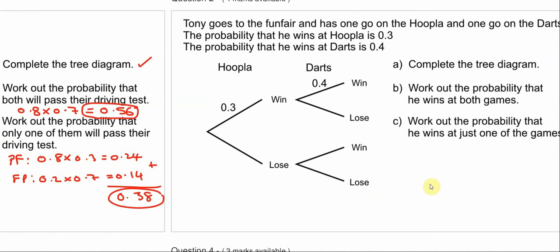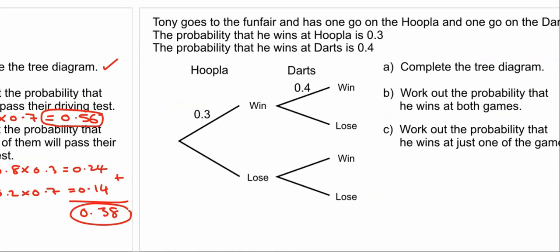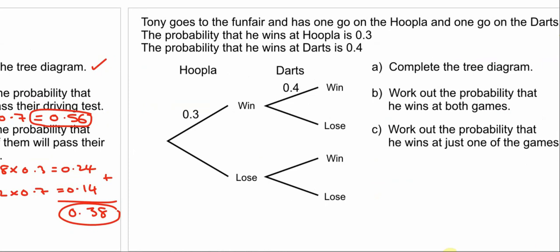Question 2, which I can't fit the last bit on, but we'll deal with that. Probably if I zoom in one touch. Yeah, good enough. So, funfair game. Sounds like a lot of hoopla to me. If there's any SpongeBob fans, you'll know that. And one goes to the darts. Probability that he wins hoopla is this, so the probability on the bottom is going to be 0.7. This is going to be 0.6, and same on that bottom line.